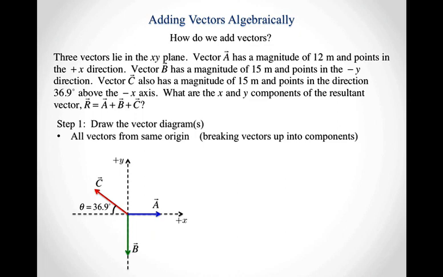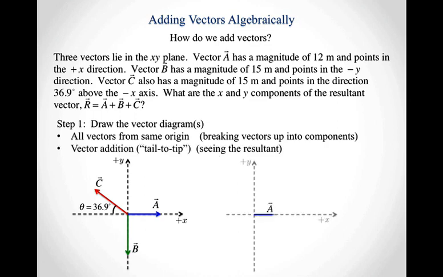I'm going to draw in the vector diagram, and in this case, I'm going to start with the one that shows all the vectors drawn from the origin, because that's simply the way that I was given the information in the problem. Now I'll come back and draw in the vector addition diagram. So draw them in tail to tip, which is going to let me see the resultant vector.